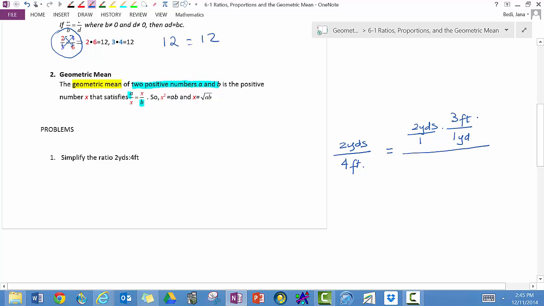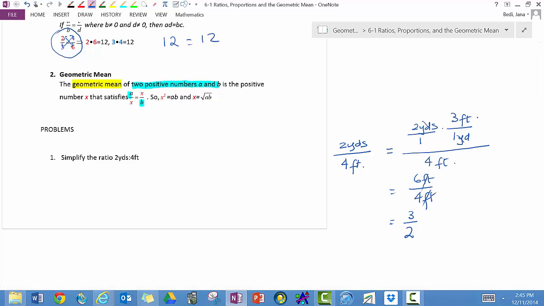The conversion factor is that there's 3 feet in 1 yard, over 4 feet. Okay, the units here cancel out and you get 6 feet over 4 feet. So the feet cancel out, and you always reduce a ratio to its lowest form. You do not convert a ratio into a decimal. You leave it as an improper fraction. So the ratio of 2 yards to 4 feet is 3 to 2.